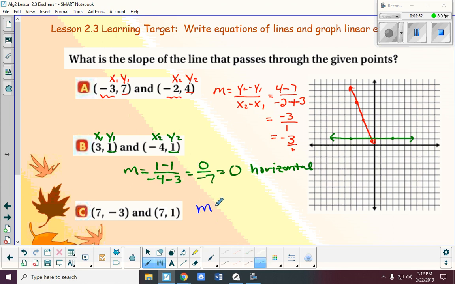So first we're going to subtract the y values. So 1 minus a minus 3 would be plus 3, and 7 minus 7, so that would be 4 over 0. And in math we can't divide by 0, so that is undefined. And if we graph those points, we have 1, 2, 3, 4, 5, 6, 7, negative 3, and 7, 1. So if you draw the line between those points, you see that that is a vertical line. So when you have an undefined slope, you have a vertical line.